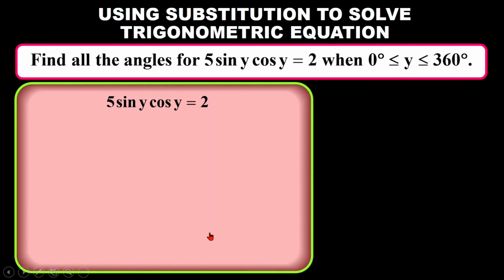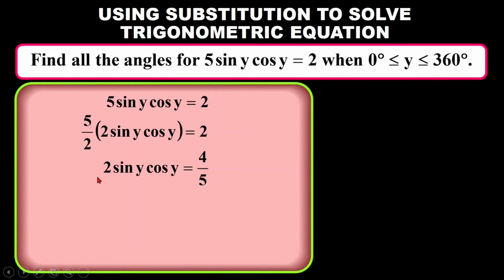Now in this question, I have 5 sine y cos y equals 2, and I have to think of a way. I can't factorize this, I can't use the quadratic equation either, and I can't even substitute anything yet. So what I need to do is, I know there is a formula which has 2 sine y cos y, so I have to readjust the numbers. I will bring it over and then readjust the numbers, so now I can see the pattern of the formula.